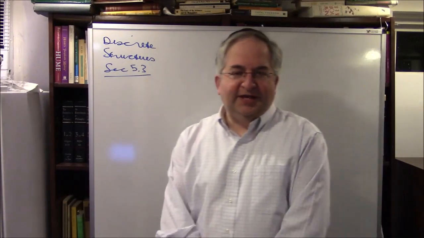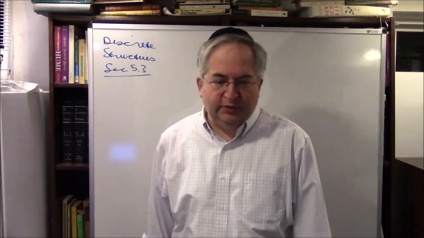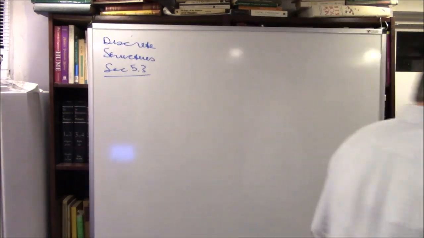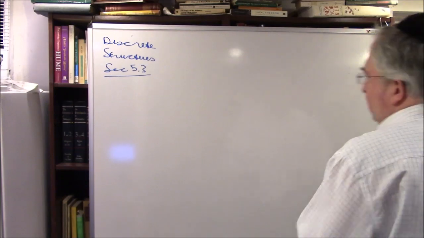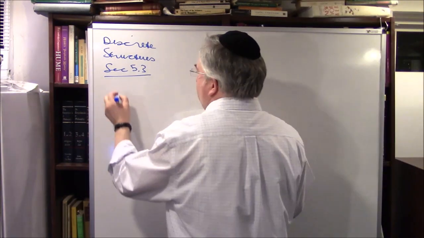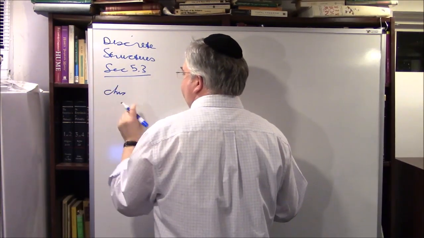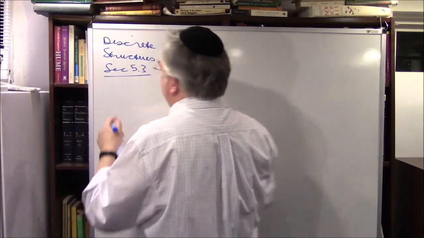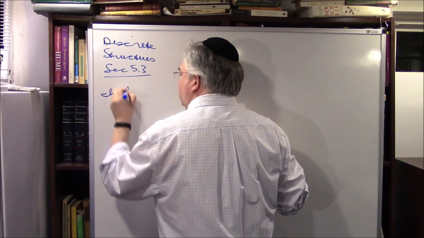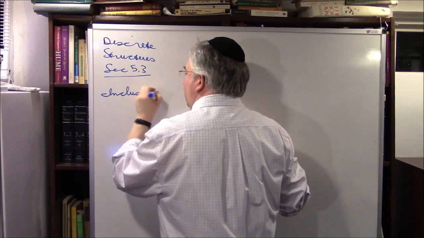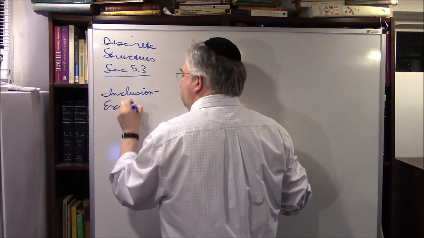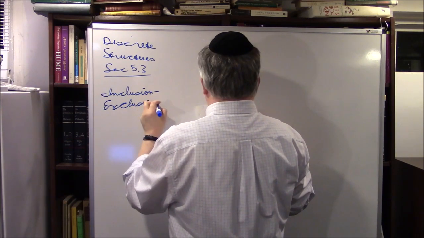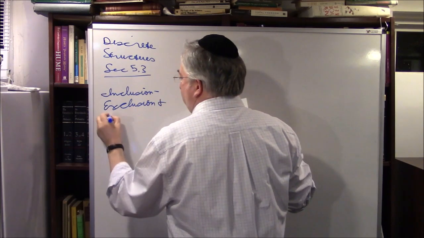So we've come to the last section that we're going to do in discrete structures, section 5.3. And the section is called Inclusion-Exclusion methods and binomial methods.